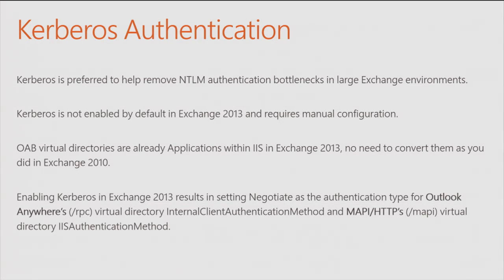When I say enabling Kerberos, that really means you're turning on negotiate authentication. Now in 2013, this means two things. It either means Outlook Anywhere, RPC over HTTP, or MAPI over HTTP, now that we have the two connection types. So you might be enabling it for one, for both, etc. We'll talk a little bit on how to decide when you would.